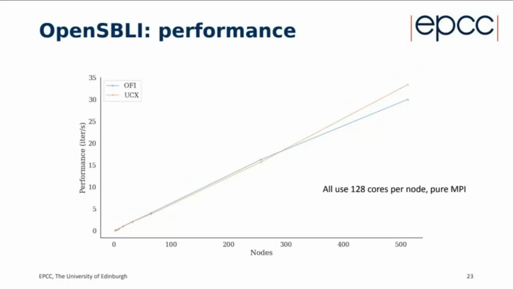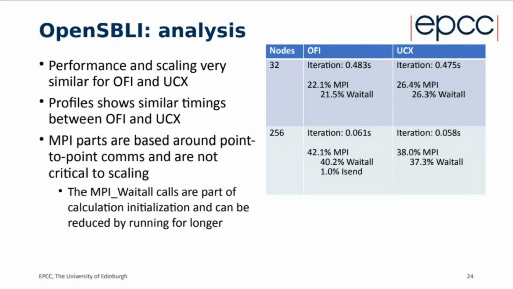OpenSBLI, which is the CFD code, mostly point-to-point communications. Again, not a huge amount of difference between OFI and UCX. Maybe at the highest node counts. These are going out to very large node counts now, to 512 nodes. UCX does seem to have a bit of a performance gain over OFI. And if we look at the profiles for these ones, they're quite similar between the two transport protocols, as you'd expect if the scaling curves look the same.